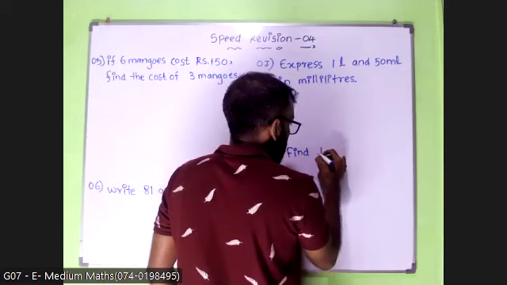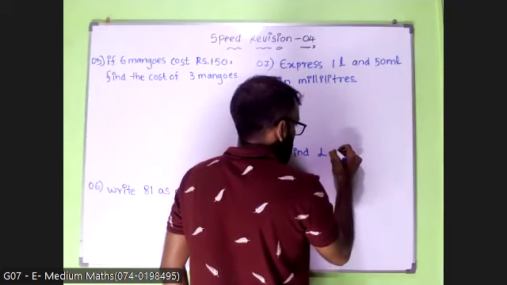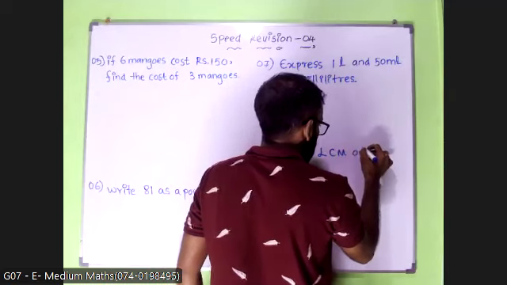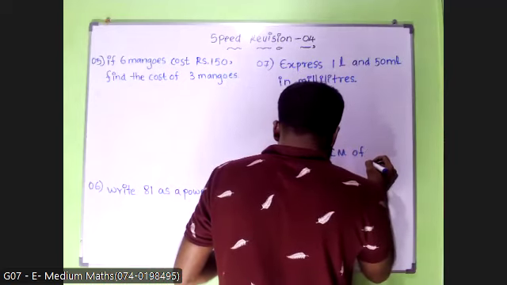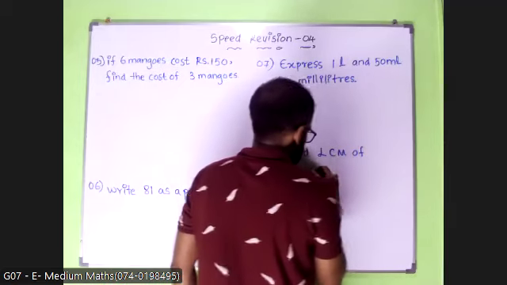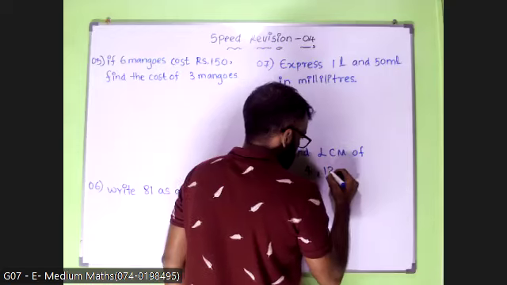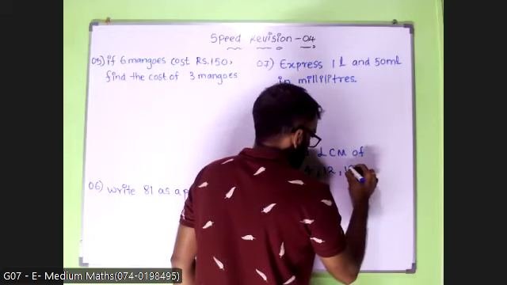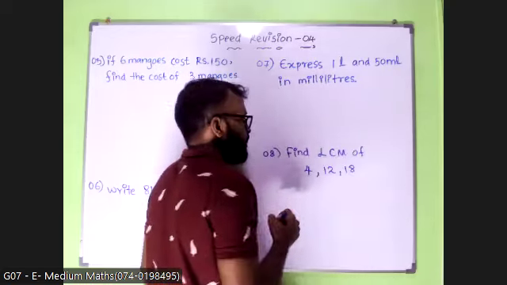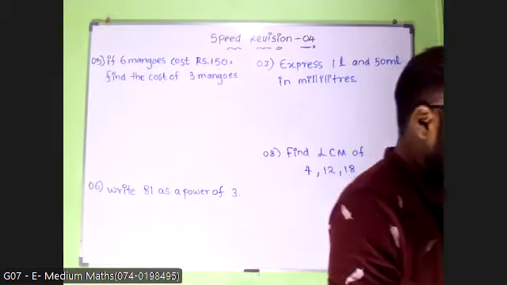Find the least common multiple, LCM. LCM of 4, 12 and 18. Right? Find the least common multiple. So look at the book.